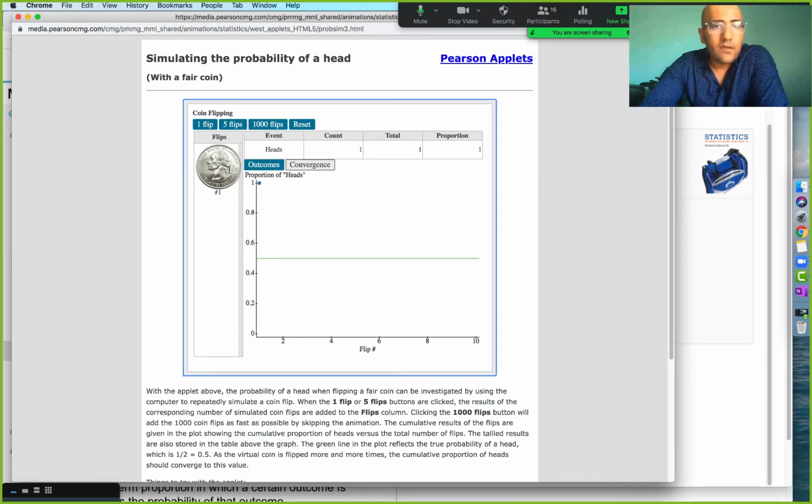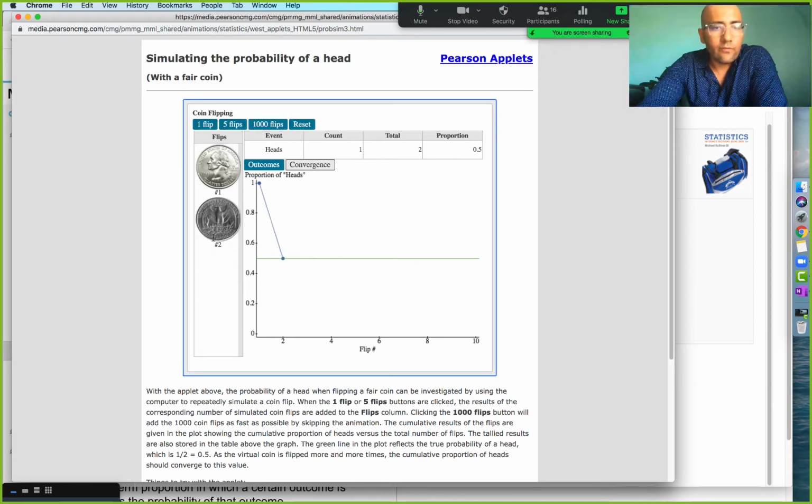Okay? We're going to keep track of how many times we get heads. That's what we're going to do. So that's what this is right here. This is the proportion of the times we got heads. We flipped it once, we got the heads. So right now, the proportion is 100% of the time we get heads. Okay? All right, let's say we flip it again.